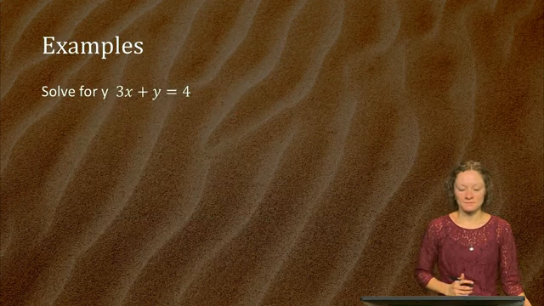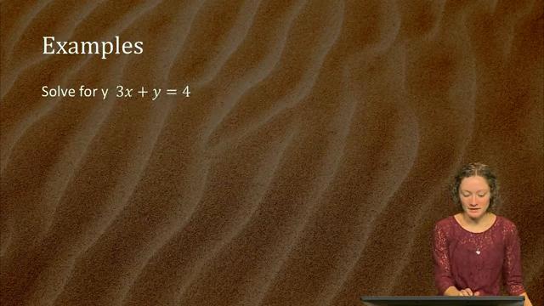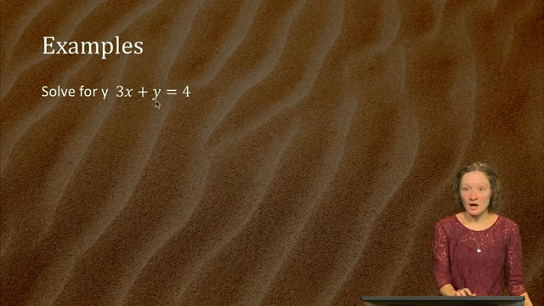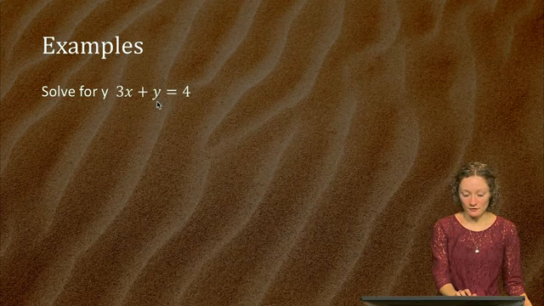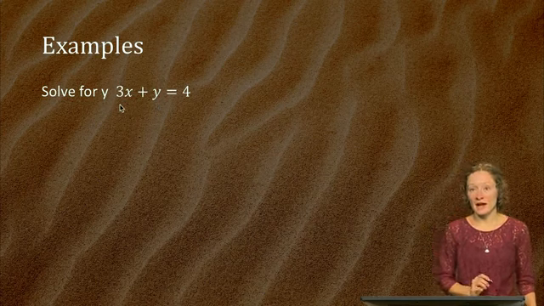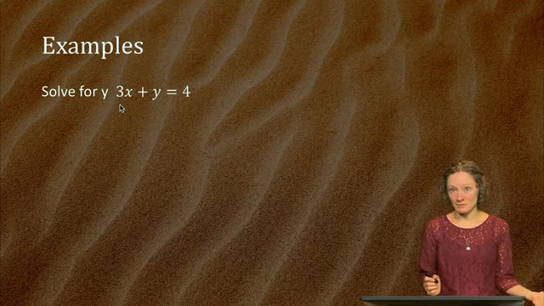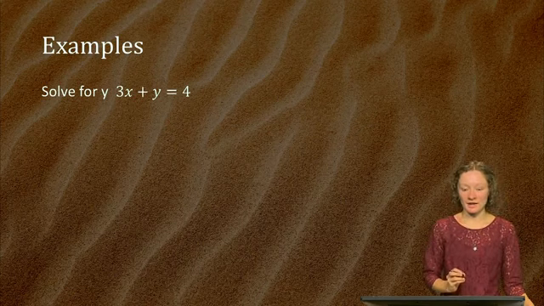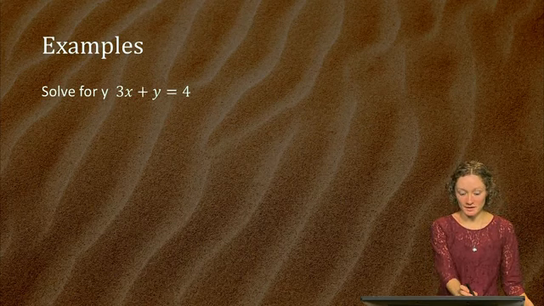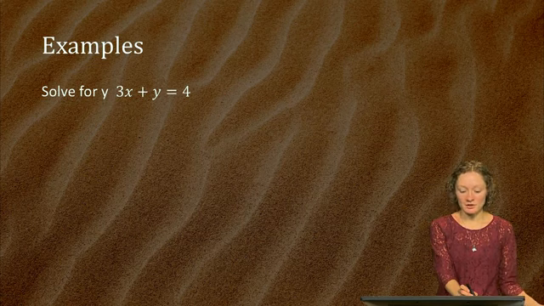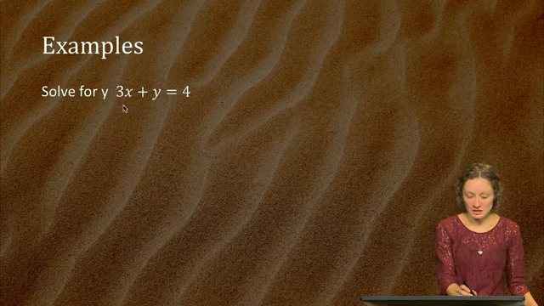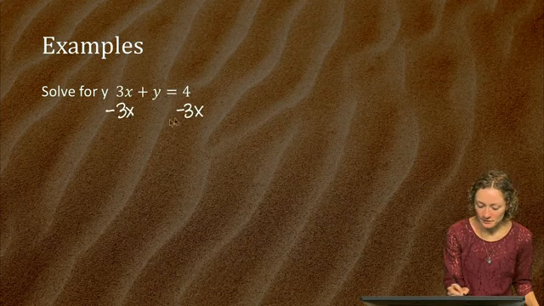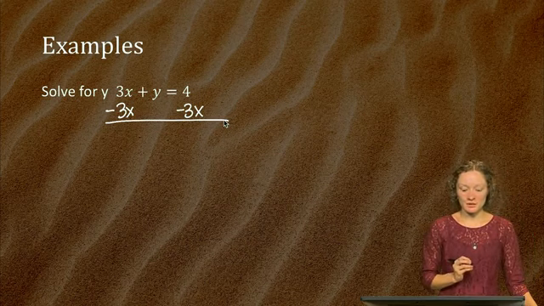Solve for y. The given equation is 3x plus y equals 4. If we want to solve for y, our ultimate goal is to get y by itself. So we want to undo everything happening to it. In some cases, that'll be more complicated than in others. So for this problem, the only thing that's happening to y is that 3x is being added to it. And just like we saw in the video on solving linear equations, to undo addition, we subtract. So we'll subtract the term 3x from both sides of the equation.